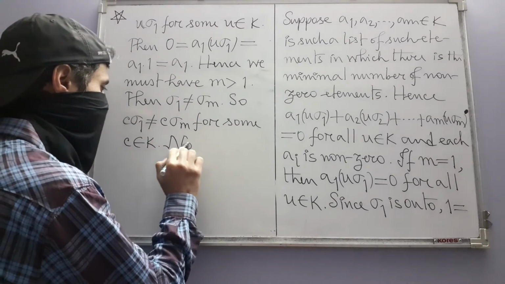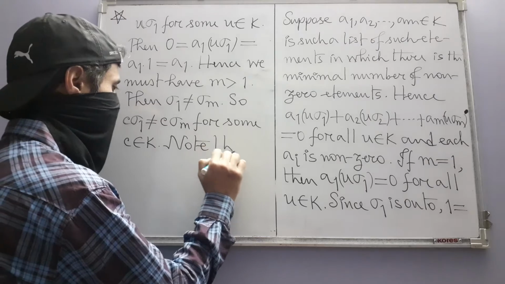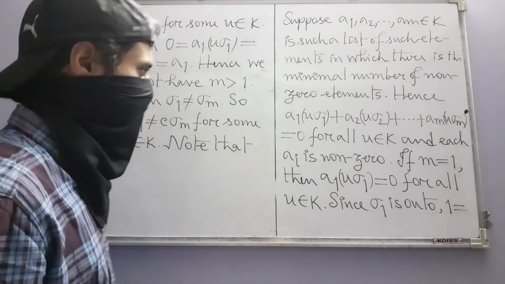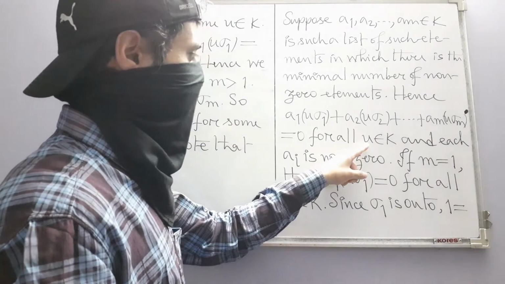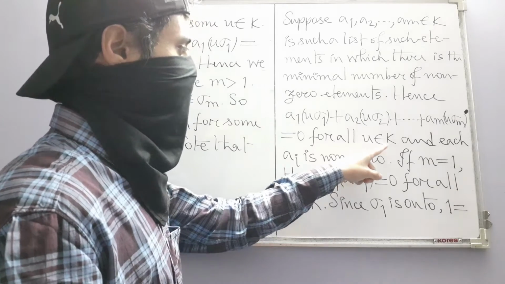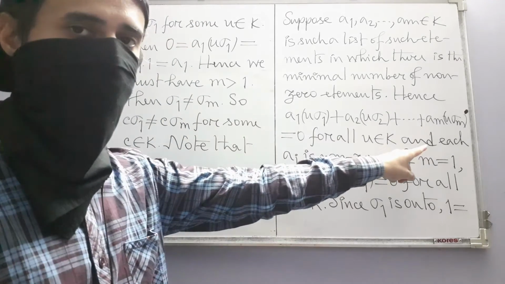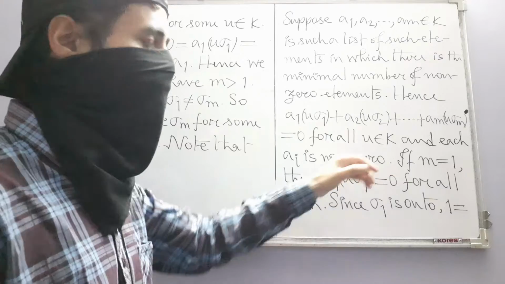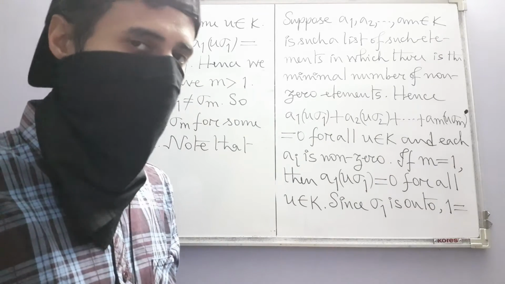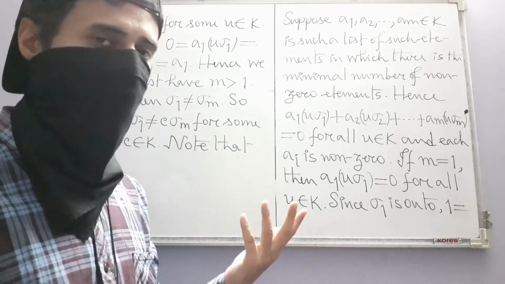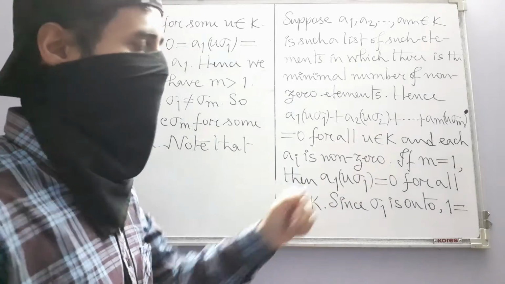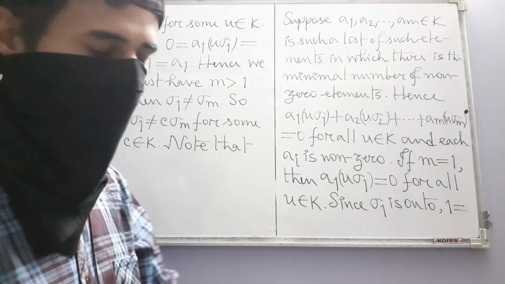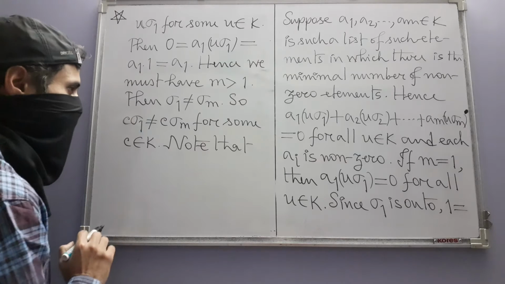Note that now the relation says that I can use any field element u here. In place of u, I can also put cu, because that is after all also a field element. For any u in K, cu is also in K.